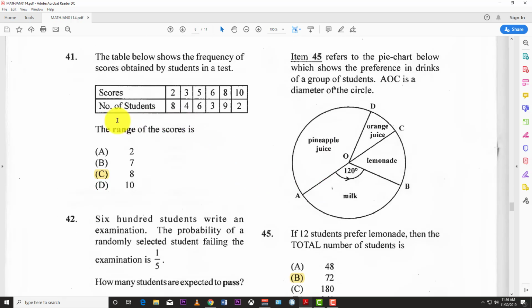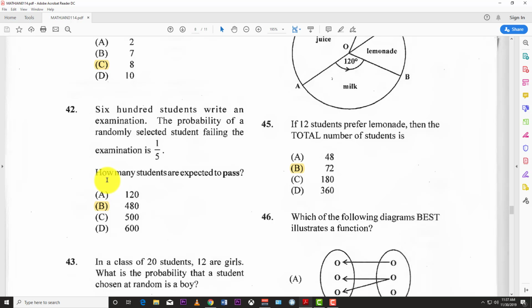41. The table below shows the frequency of scores obtained by students in a test. So you have scores 2, 3, 5, 6, 8, 10. Number of students 8, 4, 6, 3, 9, and 2 got 10. The range of the scores is, and the answer is C, 8.